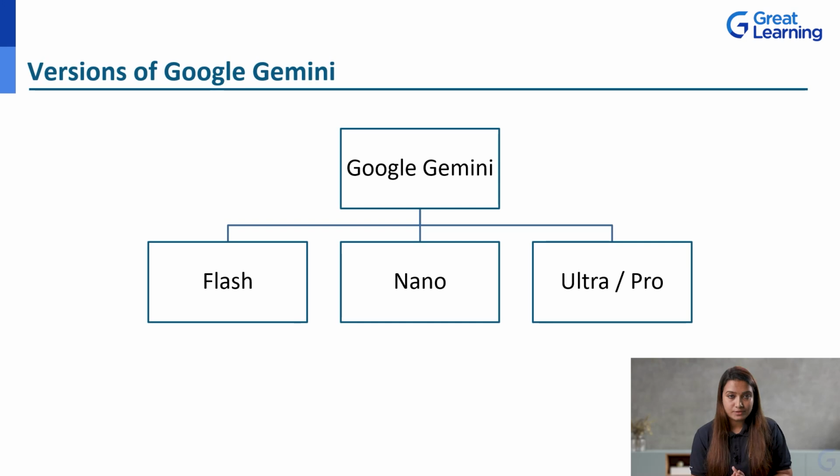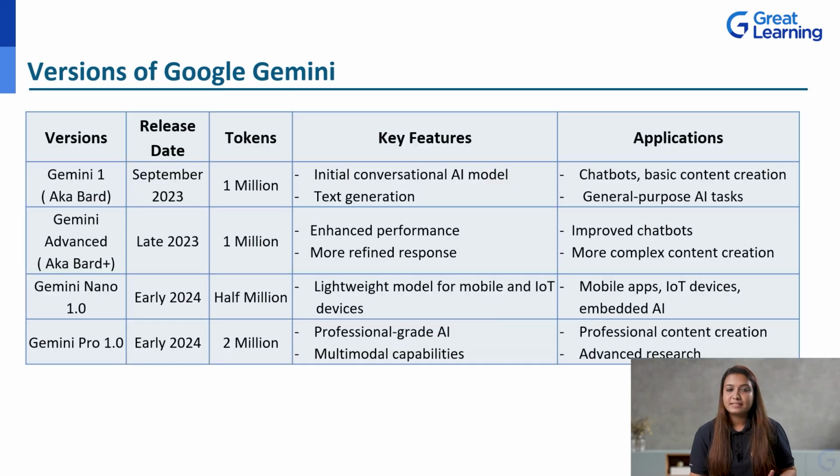Then we have Ultra and Pro. This version has the capability to execute the biggest prompts and also give you a good, detailed analysis according to your requirement compared to Nano and Flash. Generally, you could see Nano has a very limited number of tokens compared to Flash and Ultra Pro. So these are the broad variations you can have in Google Gemini. Then let's explore the versions one by one.